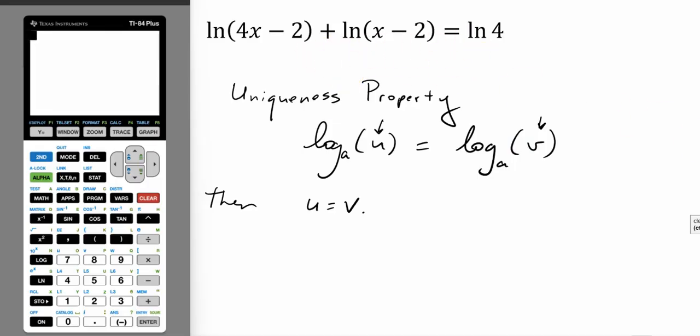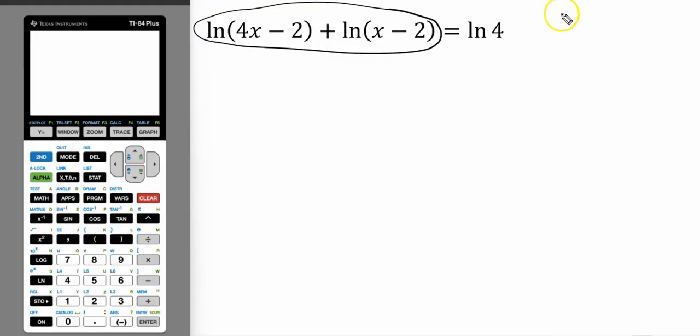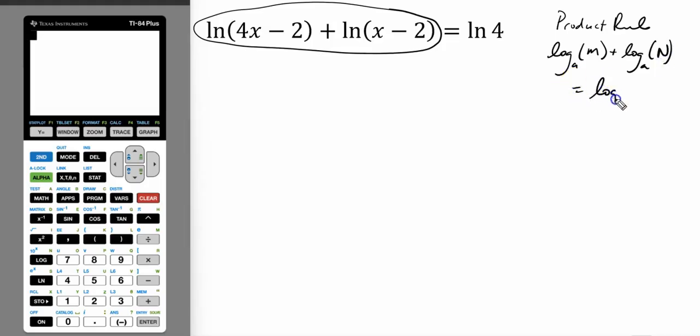So we have two problems that we're going to solve. The first thing is we can't use the uniqueness property yet because we don't have single logarithms on each side. I have a single logarithm over here, but I need to have one logarithm there, and that's where the logarithm properties come in. In this case, the product rule. What the product rule says is, if you're adding two logarithms that have the same base, you can write that as a single logarithm, and what goes in the argument is the first argument times the second argument.